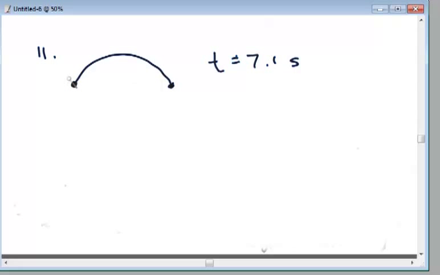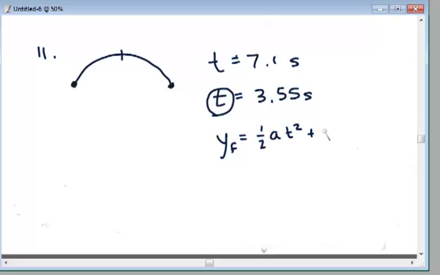If we wanted the time just to the top, that would be half of that 7.1. So we could divide by 2 and get something like 3.55 seconds. Then we could use that time in one of the y equations to determine the height. Maybe this one: 1/2 a t squared plus v initial in the y, t, plus y initial.